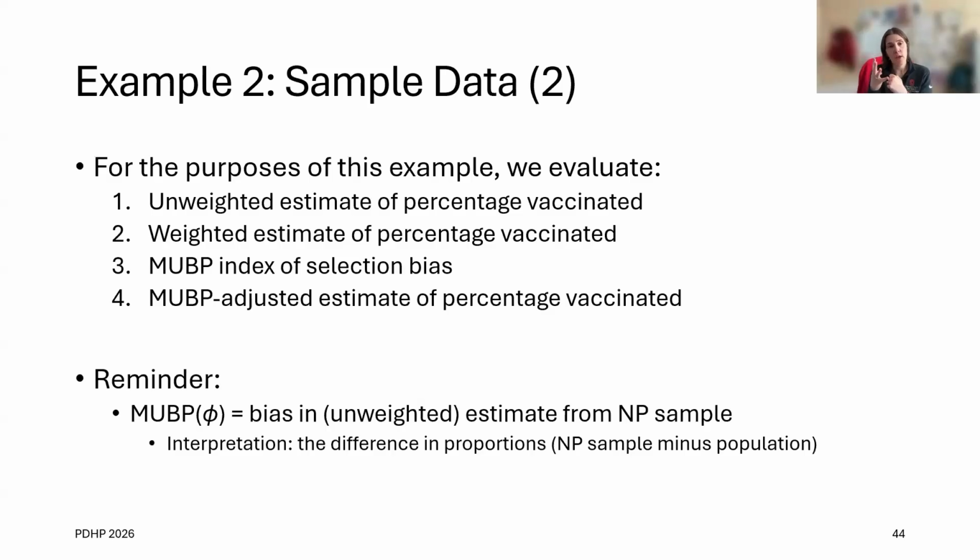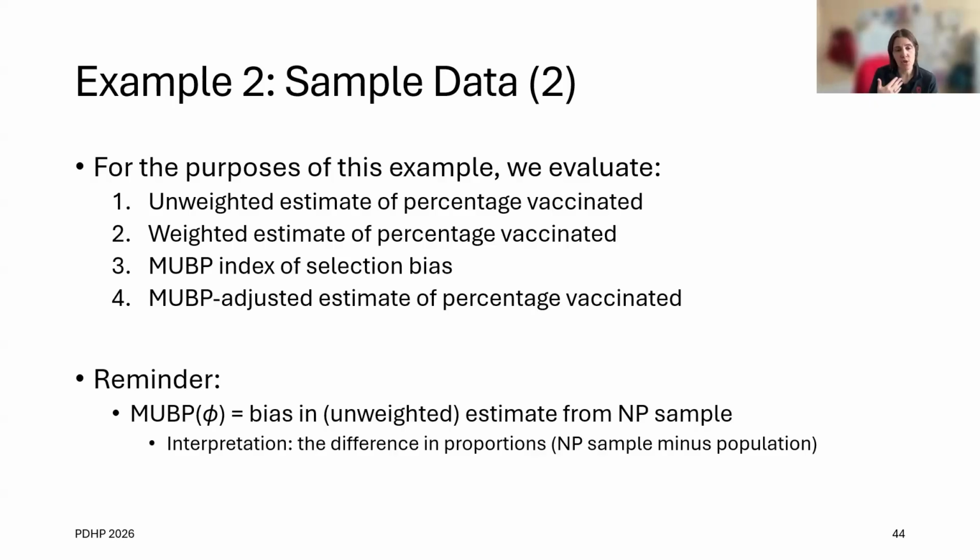So once again, we're going to look at four different things. The unweighted estimate of the percentage vaccinated, which, as Brady said, nobody should ever be using, but sometimes people do use. The weighted estimate using the Household Pulse survey weights. The MUBP index of selection bias, which will be an estimate of the percentage points of bias for the unweighted estimate. And then an estimate of the percentage vaccinated where we use the MUBP to adjust. So we basically just add that bias to the unweighted estimate.